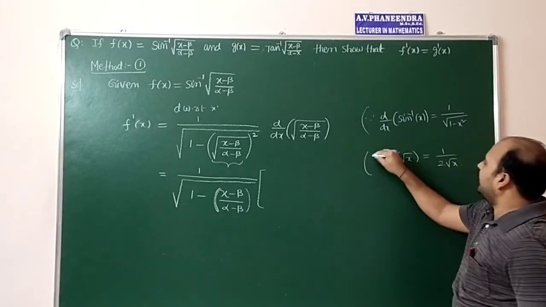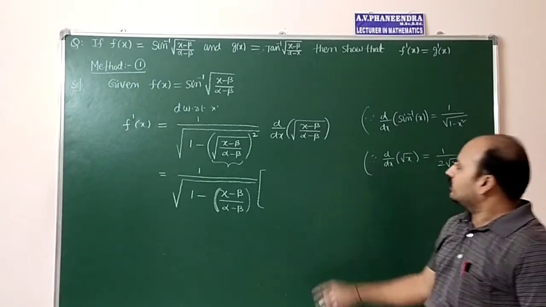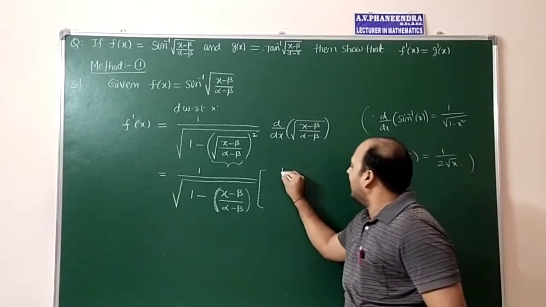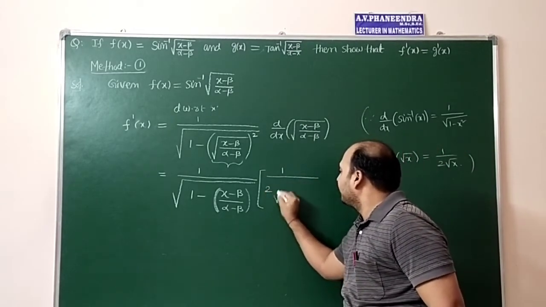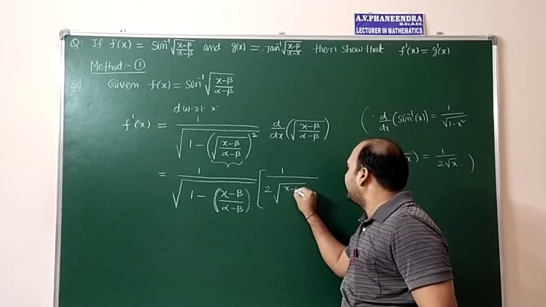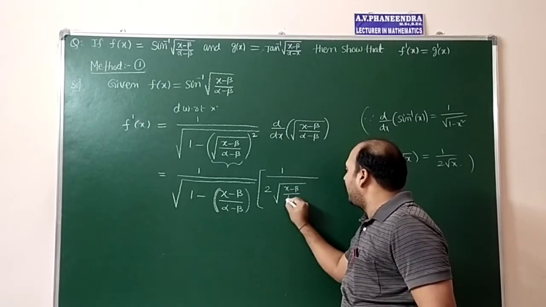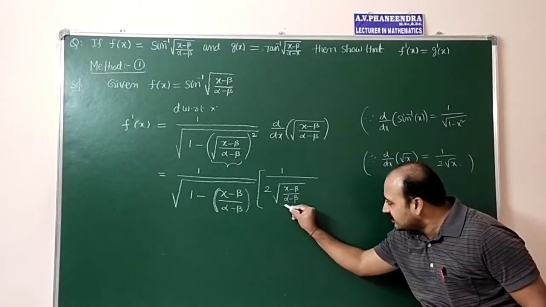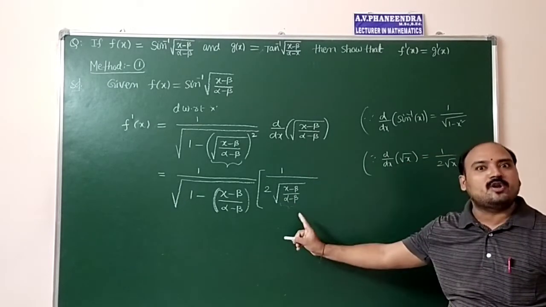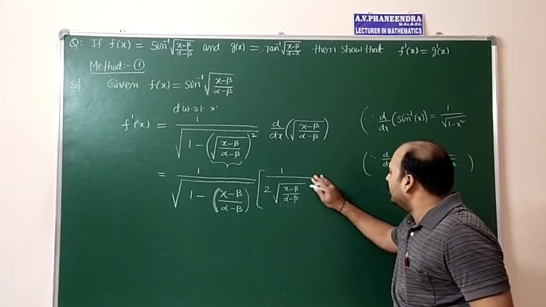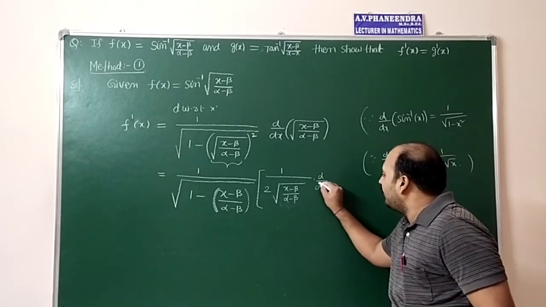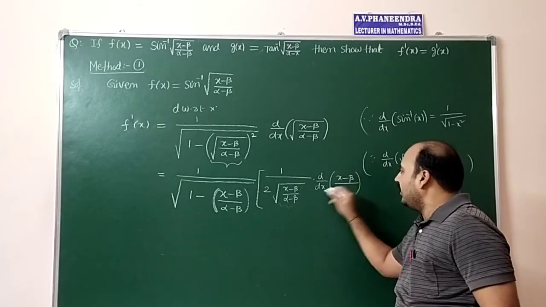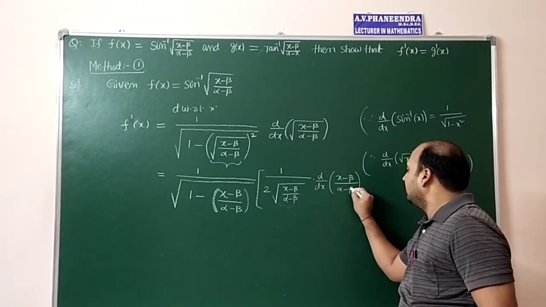Here I am giving step by step formula. So d by dx of root x is 1 by 2 root x, 1 by 2 into square root of x minus beta divided by alpha minus beta. After that, whatever the function is involving in the root, again we have to differentiate, into d by dx of x minus beta divided by alpha minus beta.